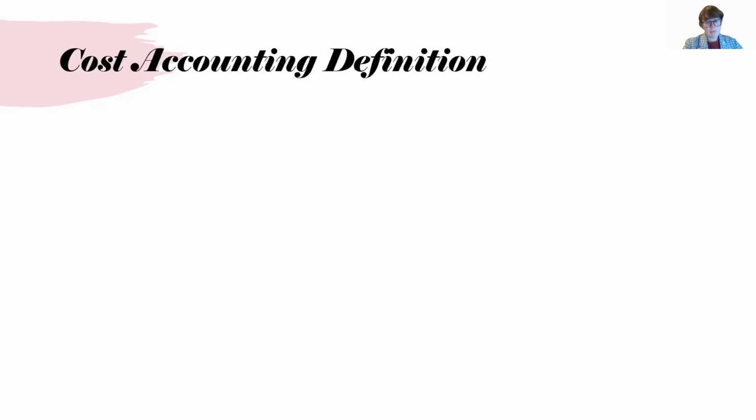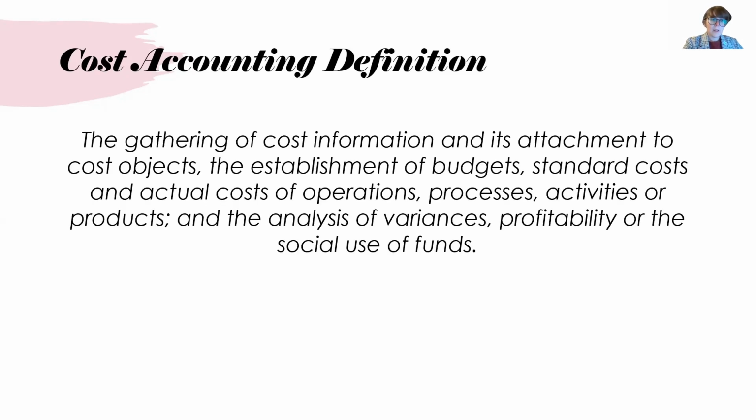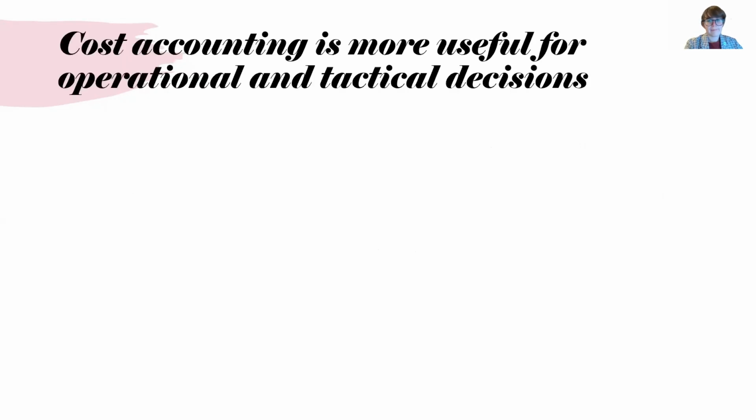So the official definition for cost accounting is as follows. It is the gathering of cost information and its attachment to cost objects, the establishment of budgets, standard costs and actual costs of operations, processes, activities or products, and the analysis of variances, profitability or the social use of funds. So cost accounting is more useful for operational and tactical decisions as opposed to strategic decisions, which will be found at the very top.